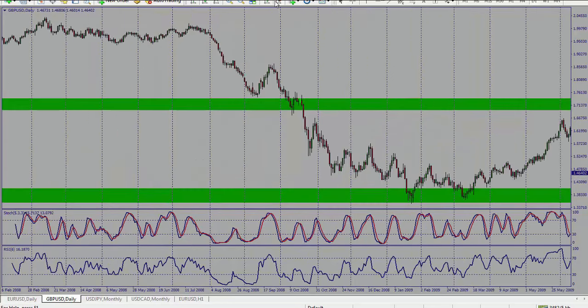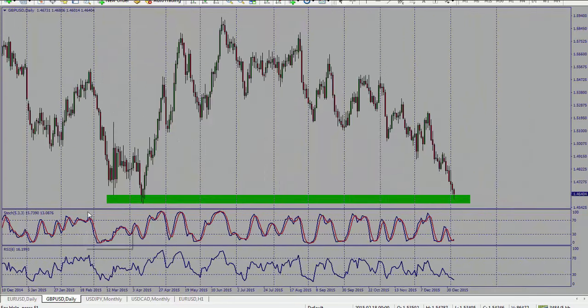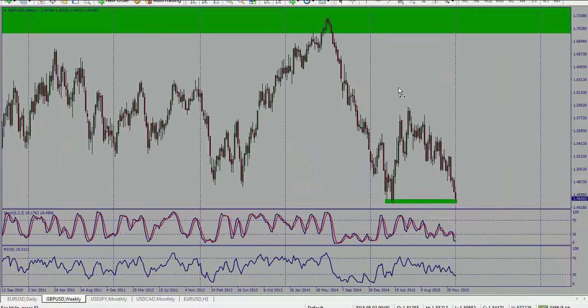Let's dive to the daily chart. On a daily chart here, here's the level of resistance here, and this is the level that we identified recently.